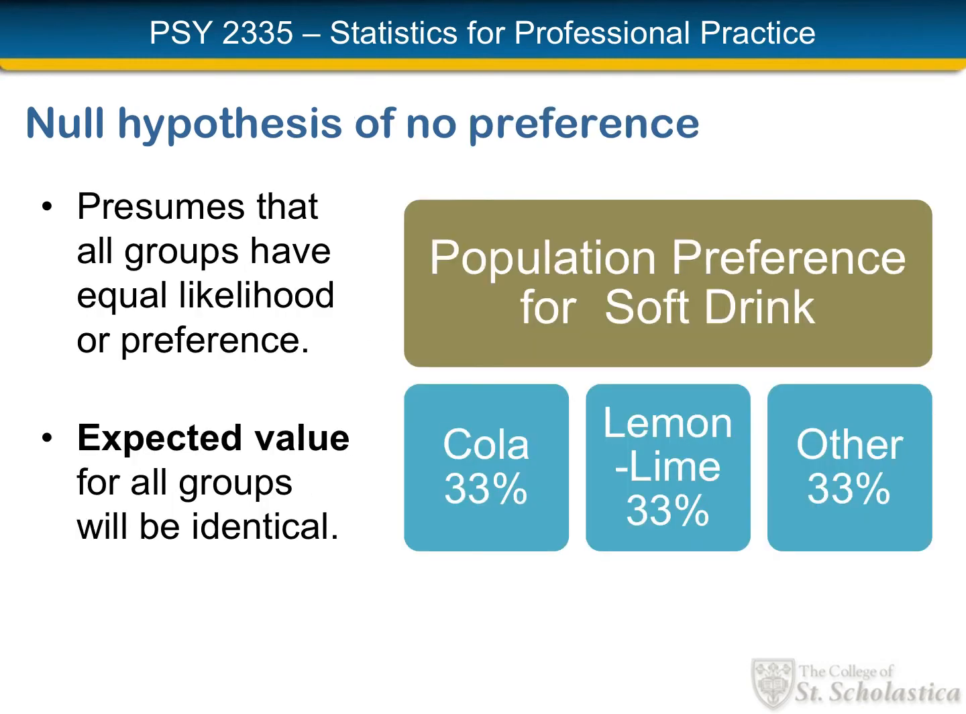To illustrate these two ways of having a null hypothesis, I've put together a really simple idea that we often see on TV, where they have various kinds of taste tests. So if we were looking at an equal likelihood or a no preference version of the null hypothesis, and we had three types of soft drinks, cola, lemon lime, and something else, our null hypothesis would simply be that 1/3 of the sample would want cola, 1/3 would want lemon lime, and 1/3 would want something else. So that's just saying that our null hypothesis is all of the groups are equally likely.